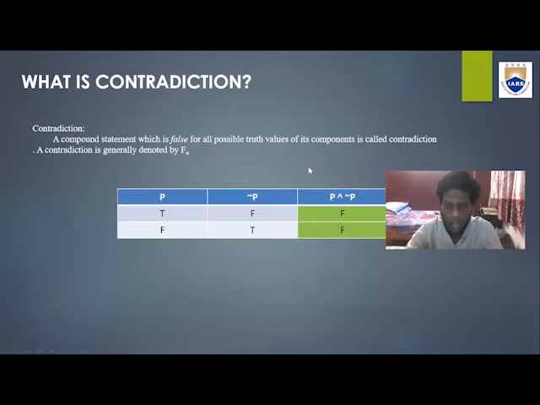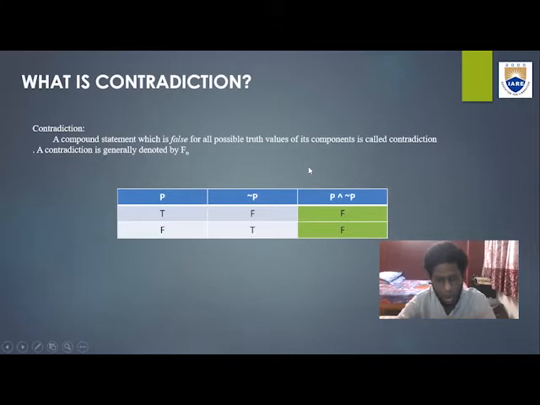Now coming to contradiction. Contradiction is a compound statement which is false for all possible truth values of its components. This is called contradiction. Tautology means every value should be true. Contradiction means every value should be false. Now coming to the truth table, here all the final answers are false. So it's called a contradiction.